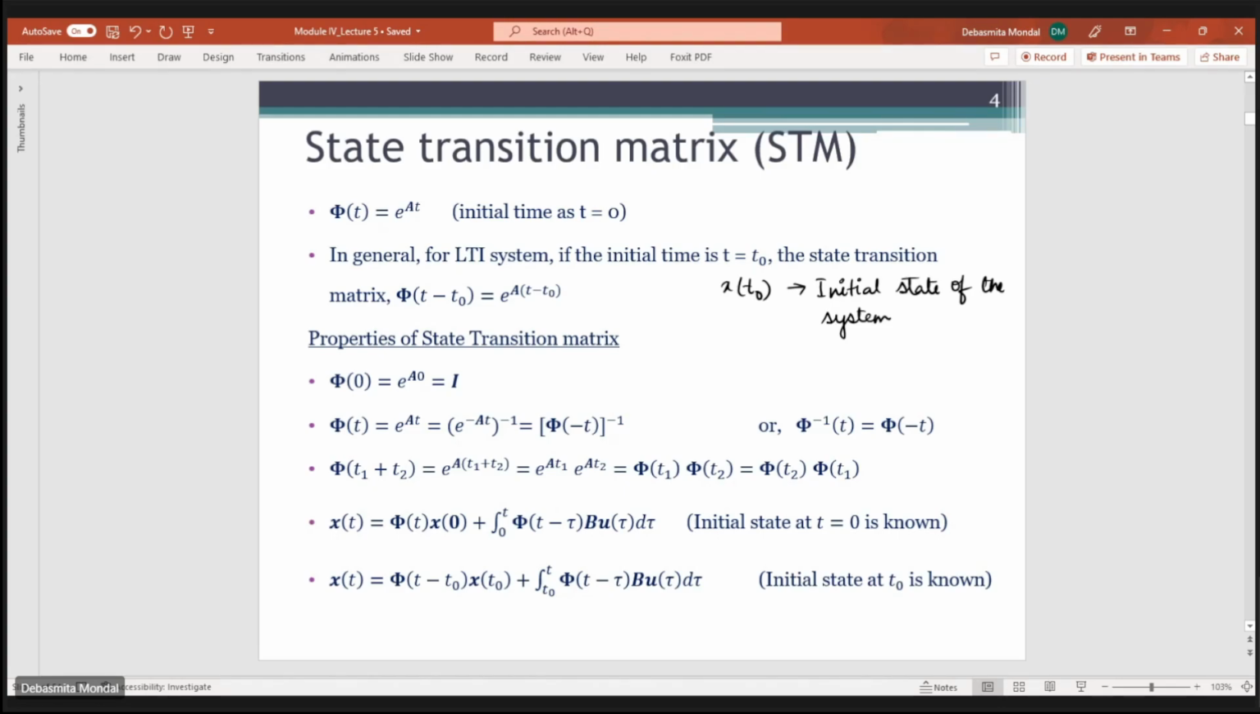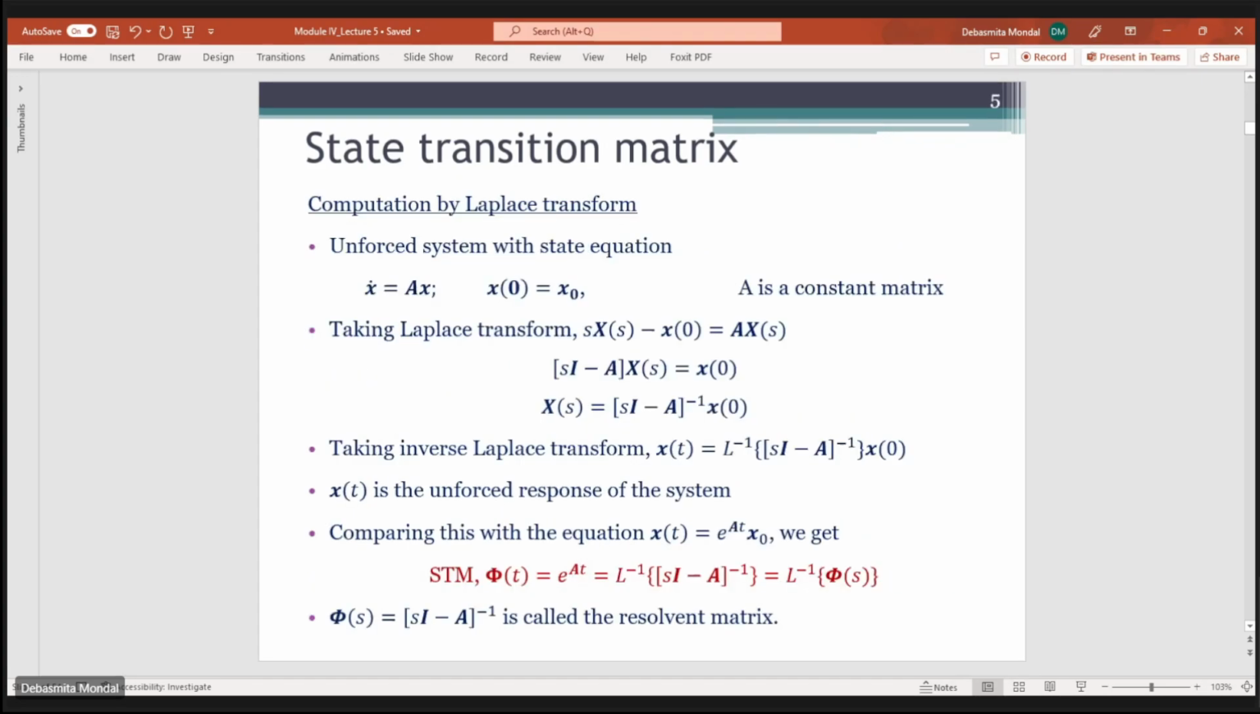Okay, so these are some of the important properties of the state transition matrix, which would be generally useful when we are solving different equations or when we are trying to find the transient response for a given system. Now, the state transition matrix, as we know, is equal to e to the power At, right? So if you know the matrix A, then computing the value of e to the power At will become a little tedious.